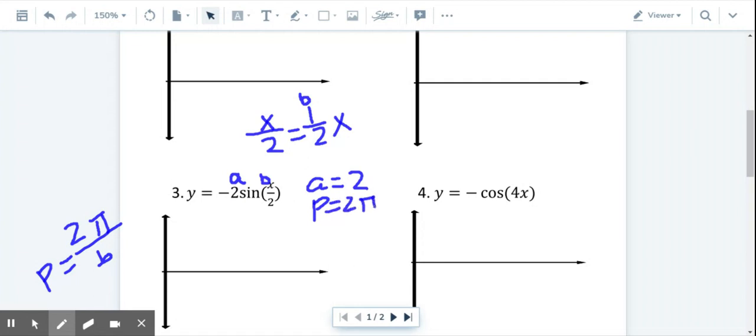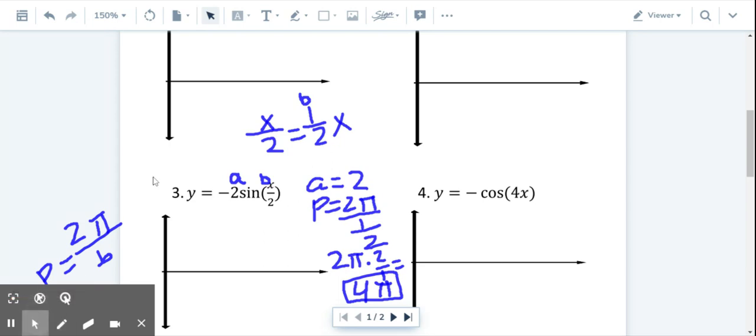Period would be 2 pi divided by 1/2. What we do here: keep the top, change division to multiply, flip the bottom. 2 pi times 2 over 1, which equals 4 pi. So 4 pi is my period.